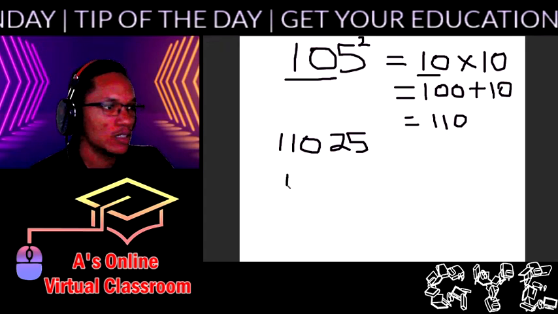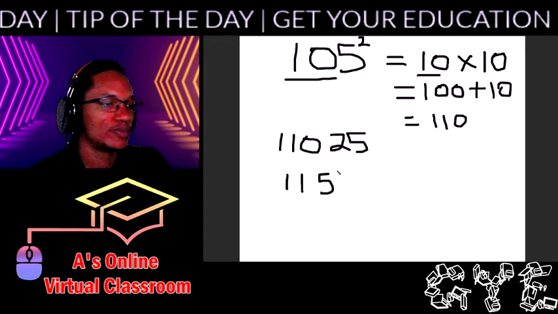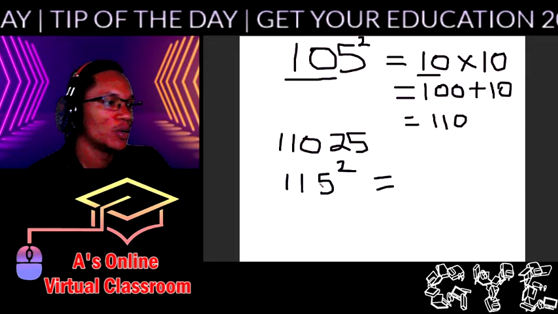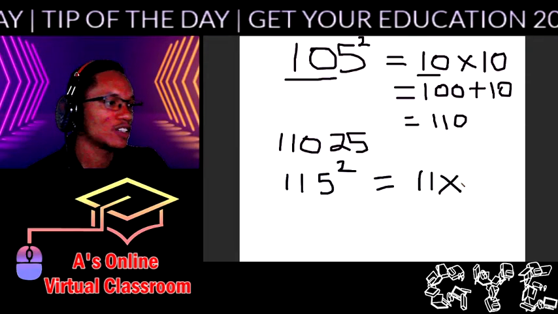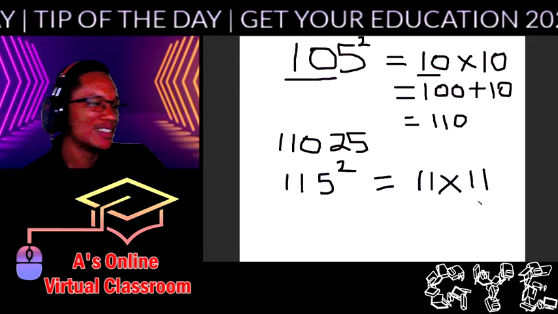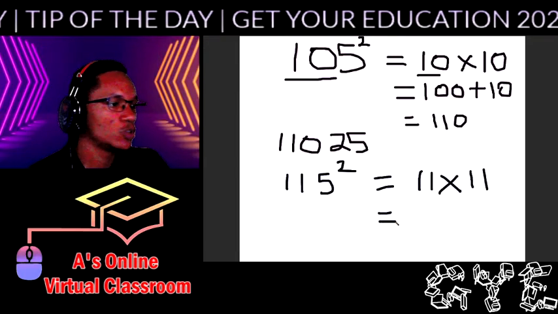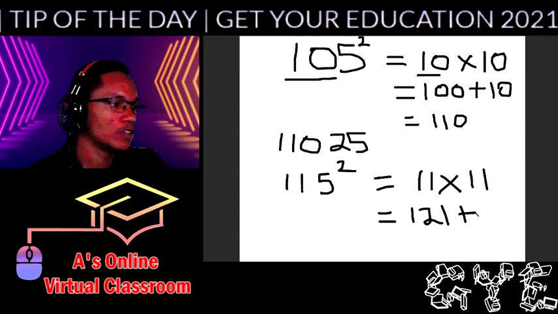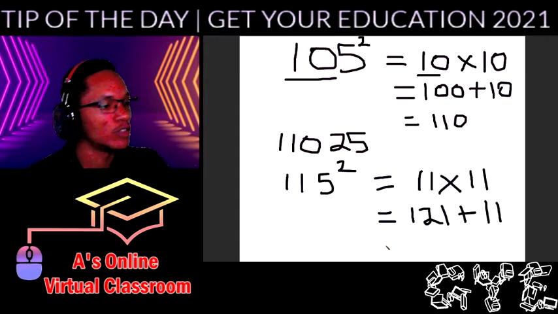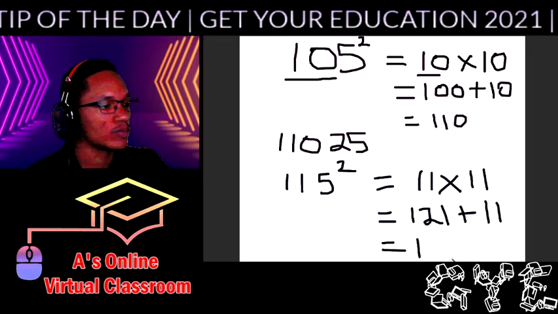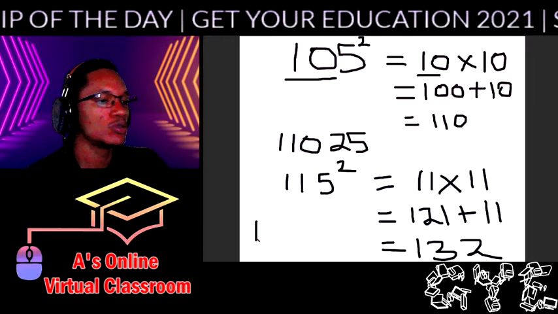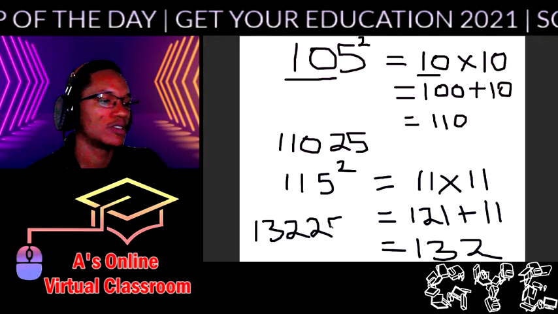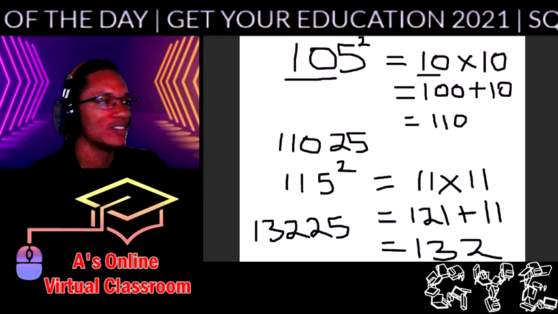Let's look at 115 squared. This will be the last one for today. 11 times 11, actually we'll do one more. 11 times 11 is 121. 121 plus 11, the same number we had before, will give us 132. We're going to take this 132 and write 25 after it.